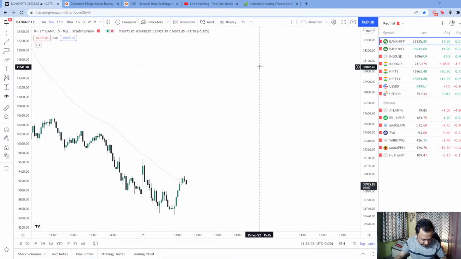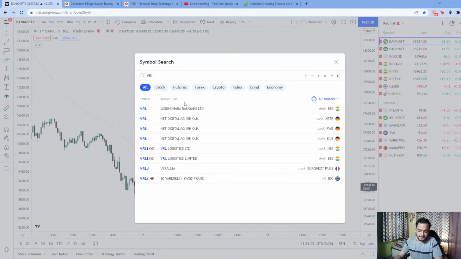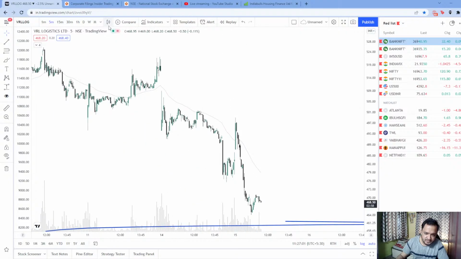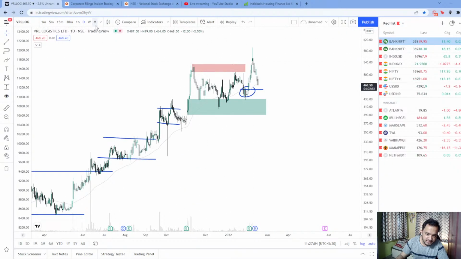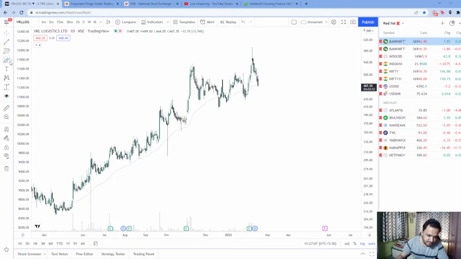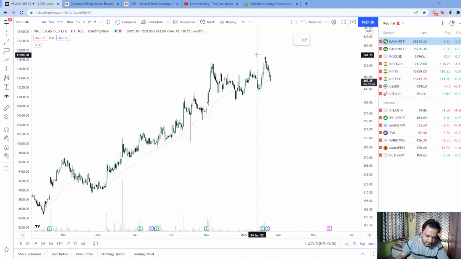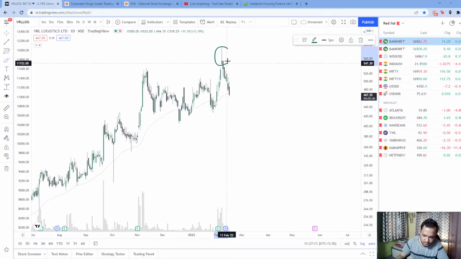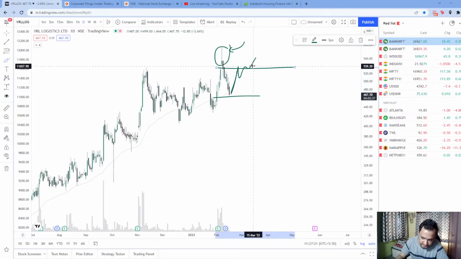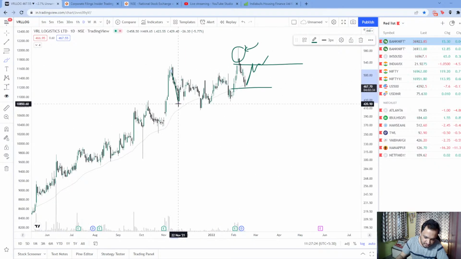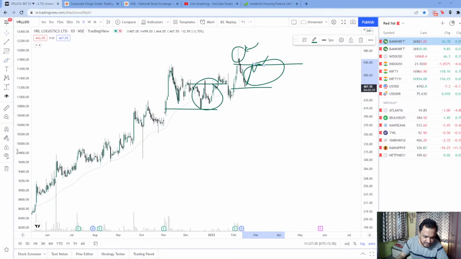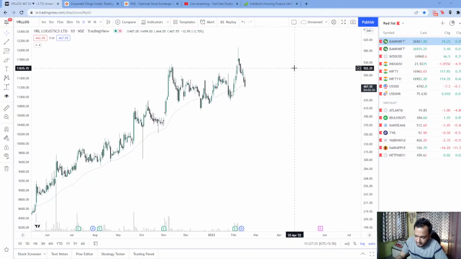VRL Logistics, let's check it out. VRL Logistics, strongest chart in the logistics sector. Yes, this is the strongest chart, by the looks of it. But right now there is nothing. You never know what kind of supply is coming from here, whether the stock will just continue on the downside or go back up. So now we need a test of this supply. Maybe something like this. After this fall to the 50 EMA, you want to see some base like this here. There's a lot of time for these things to develop.